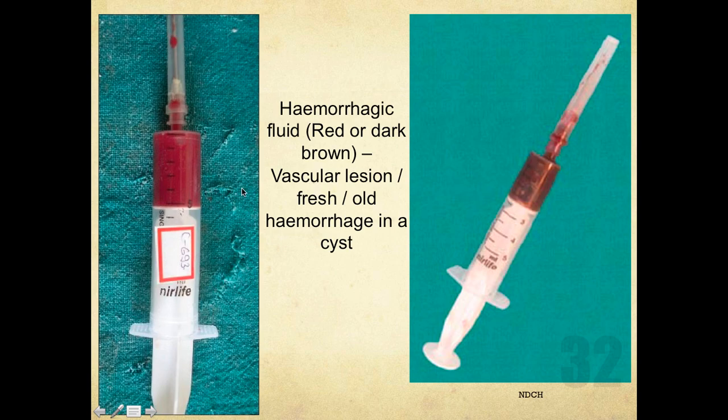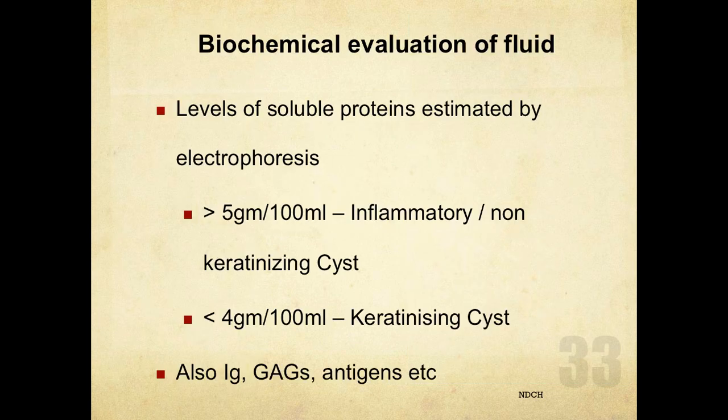It is usually indicative of either a vascular lesion, or it could be a fresh hemorrhage which has occurred in a cyst if it is red, and if it is brown it is usually indicative of an old hemorrhage which has occurred in the cyst. The aspirate further can be sent for biochemical evaluation.